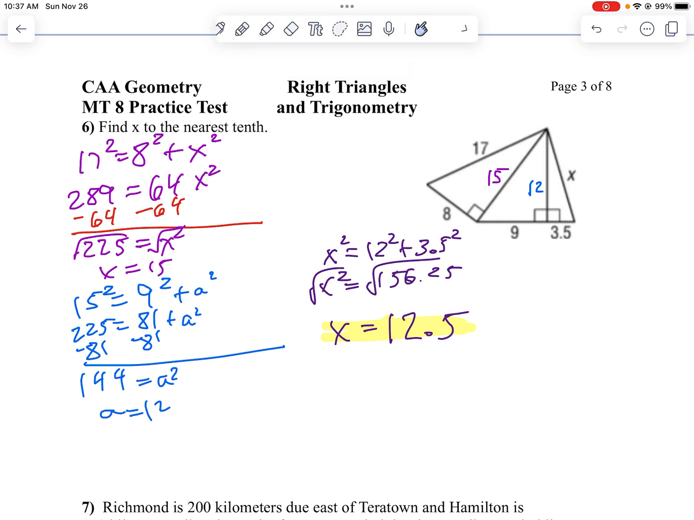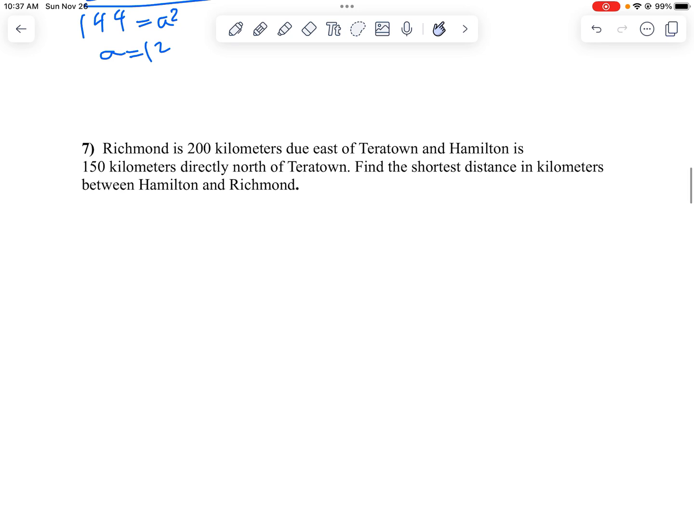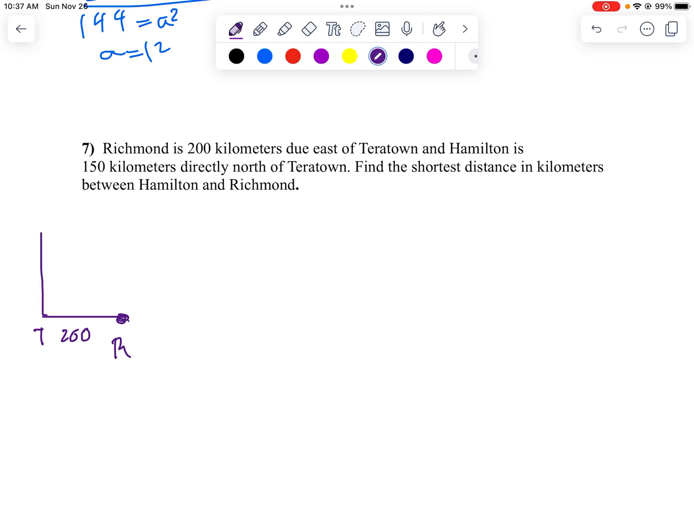Let's take a look at, here's an application problem. It says Richmond is 200 kilometers due east of Tarrytown. So I'm going to put Richmond right here, and it's 200 kilometers east of Tarrytown. So I'll put Tarrytown right here. Now it's going to be 200. And Hamilton is 150 kilometers due north of Tarrytown. So here's north and east. Notice that's going to be a right triangle. And we're told that is 150.